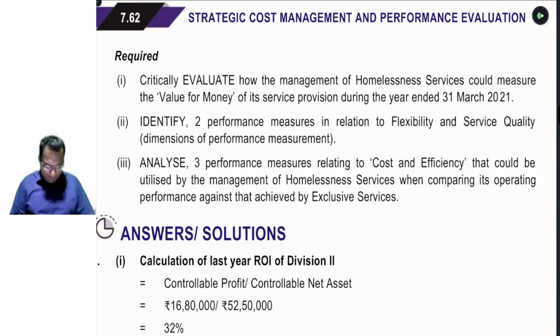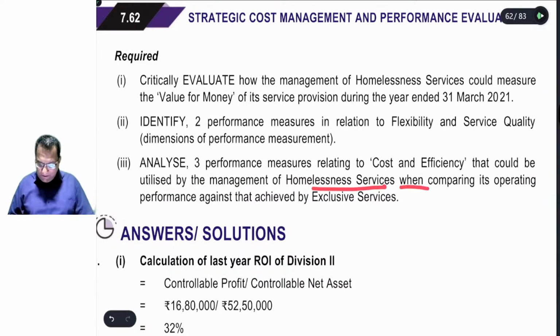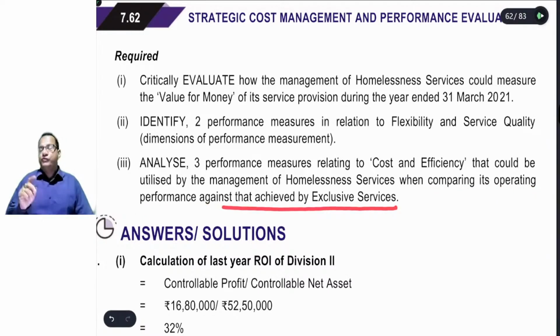Third requirement part. We have to analyze. Analyze means calculation plus explaining that calculation in our own words. Three performance measures relating to cost and efficiency that could be utilized by the management of homelessness services when comparing its operating performance against that achieved by exclusive services.